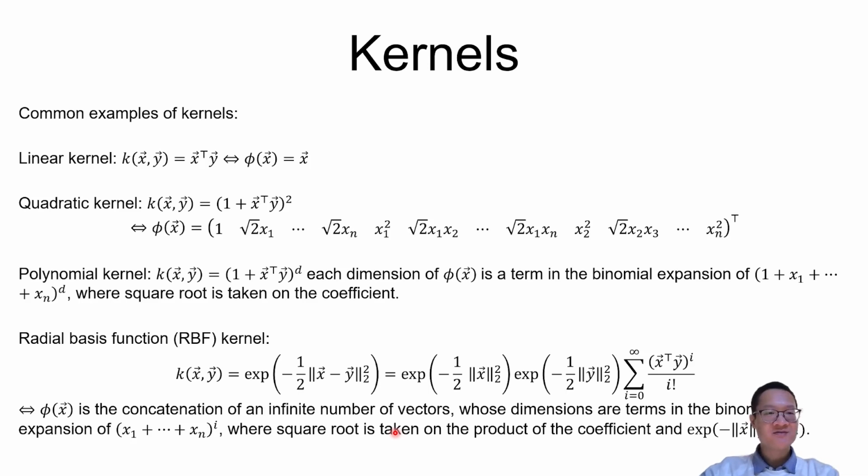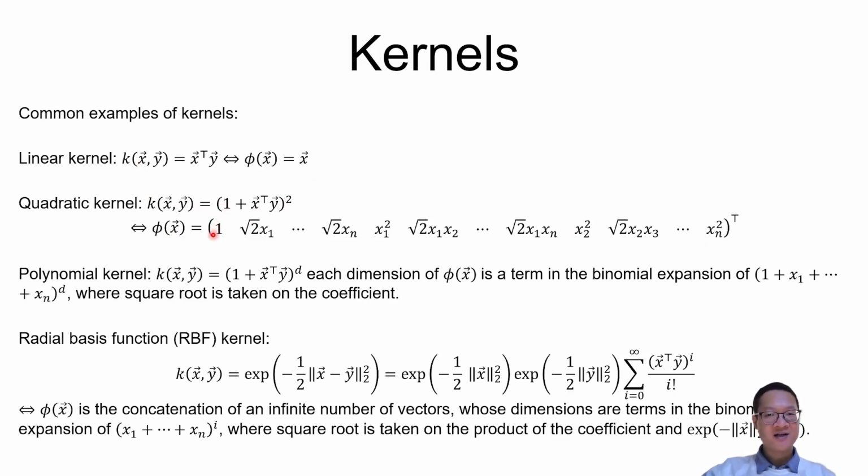So some common kernels. The linear kernel is just x transpose y. The linear kernel is actually just the same as saying that the feature is the same as the raw input, so we don't really have a feature. We have seen the quadratic kernel, which is 1 plus x transpose y squared. So that is equivalent to choosing this particular feature here. Right? So the point is that choosing kernel is equivalent to choosing feature.